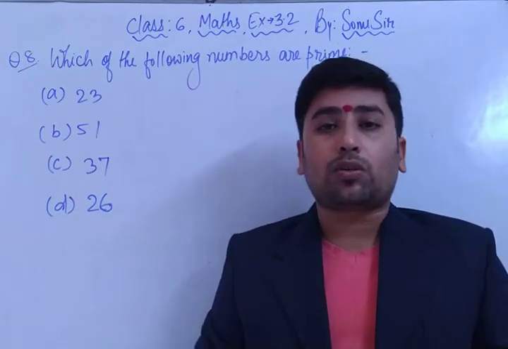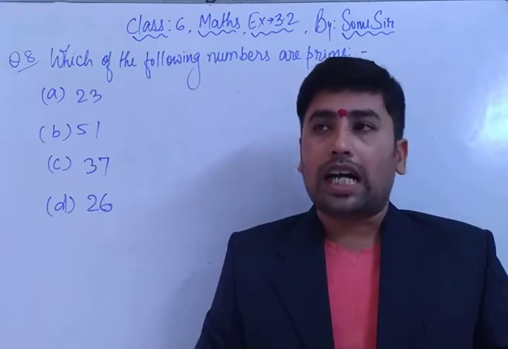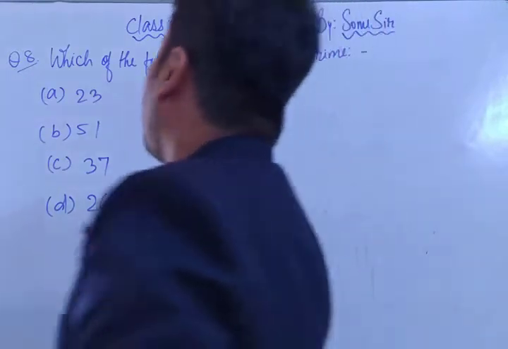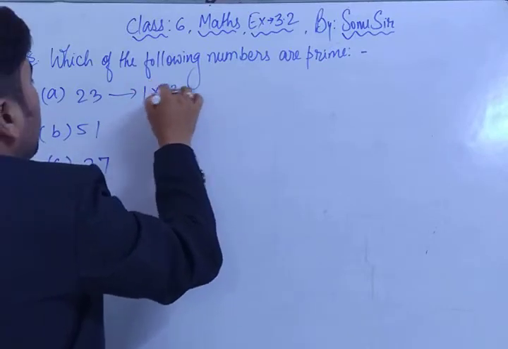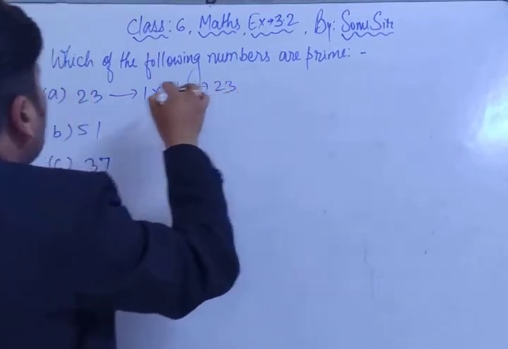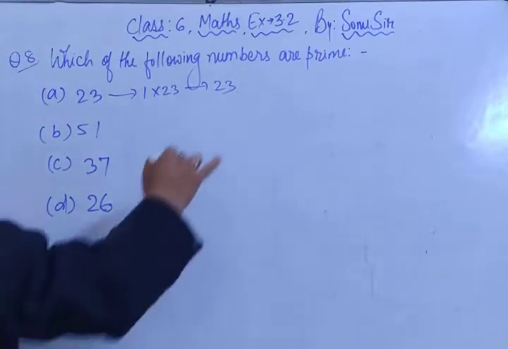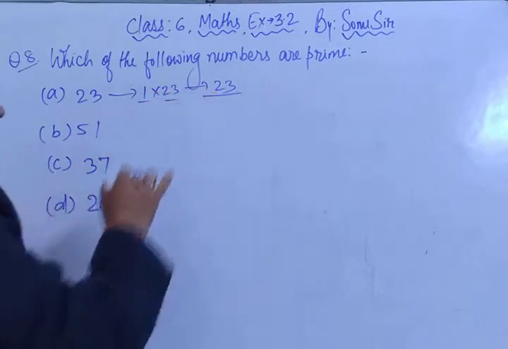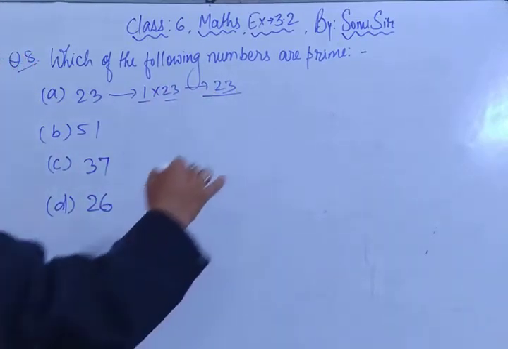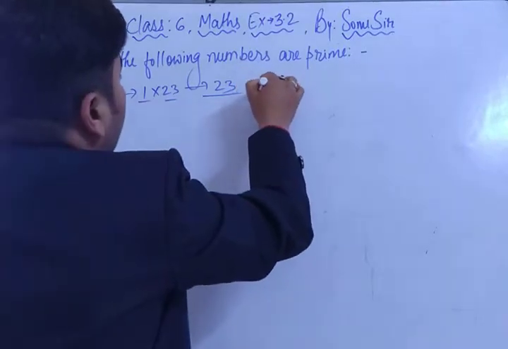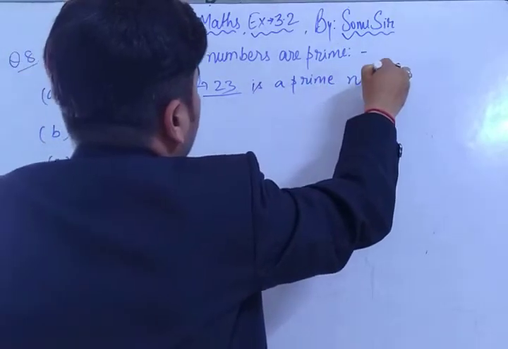So here the first number is 23. Do you know if 23 comes in any table? I don't think so. So the factors of 23 are 1 and 23. 1 into 23 is 23. There is no other number which can multiply to give 23. So the factors are 1 and itself. So the number which is divisible by 1 and itself is called a prime number. So 23 is a prime number.